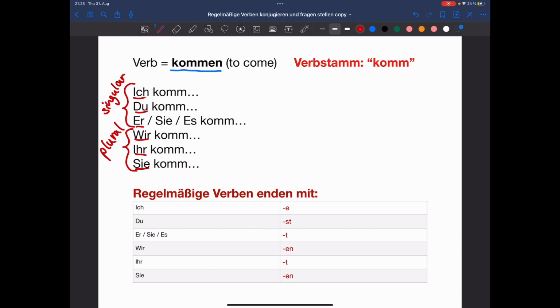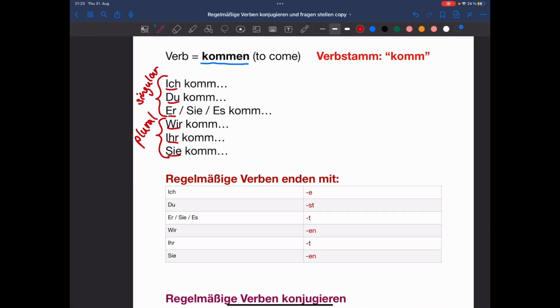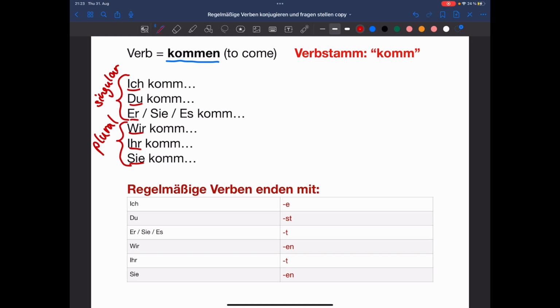So basically, I made a list here that you can see for all the regular endings, for all regular verbs, by the way. And these are for ich, e; for du, st; for er, sie, es, which is he, she, it, it is t. And then wir ends with n, ihr ends with t, and sie ends with n. Now you might see a similarity between those two and also those two here. They have the same endings, right? T, t, and n, en.